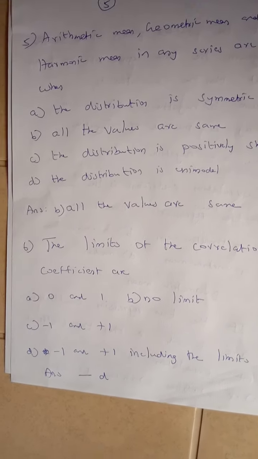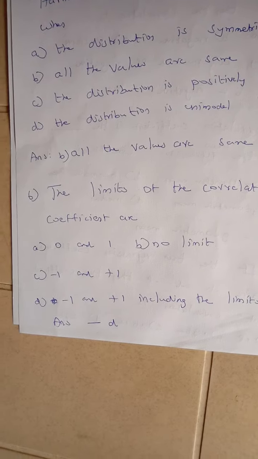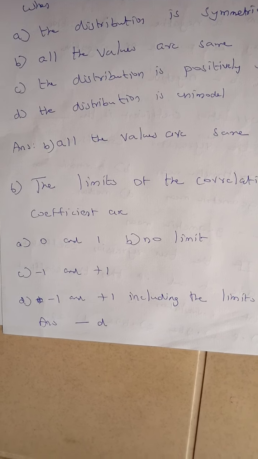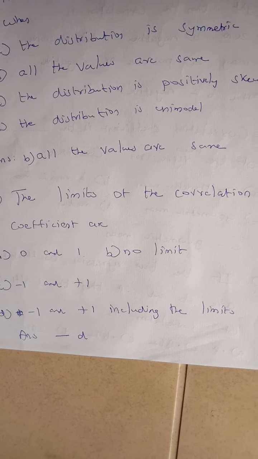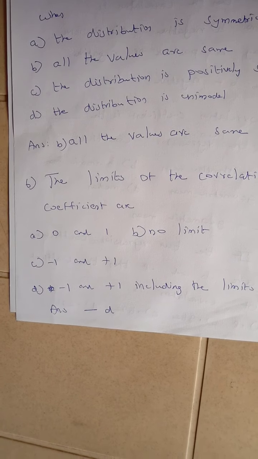Question number 6. The limits of the correlation coefficient are: option A, 0 and 1; option B, no limit; option C, minus 1 and plus 1; option D, minus 1 and plus 1 including the limits. So here the correct option is option D, minus 1 and plus 1 including the limits. Minus 1 and plus 1 are also included.